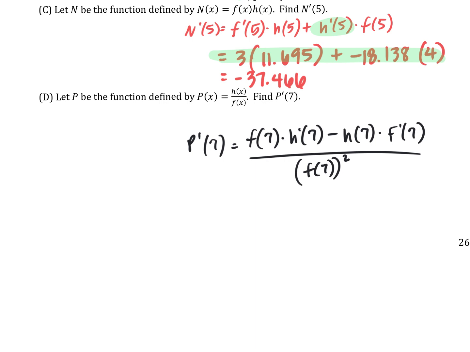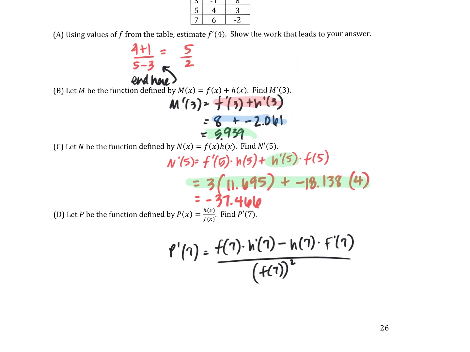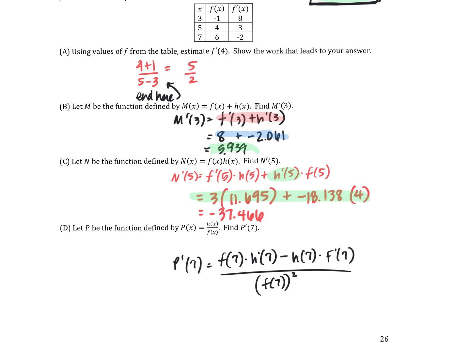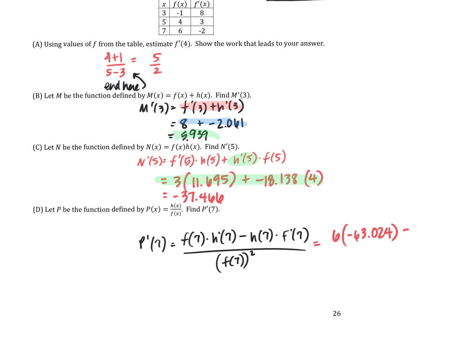Low, low. Braddock, your page looks phenomenal. Okay, F of 7, is that a thing? She says it's 6. H prime of 7 would be really annoying, except we've already typed that derivative in. I'm just going to change that 5 to a 7. Negative 63 with 3 decimals. 0.024 minus H of 7, which again, I'm just going to change all of my 5s to 7s.